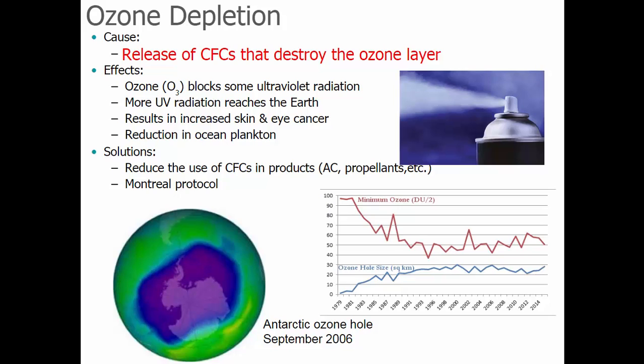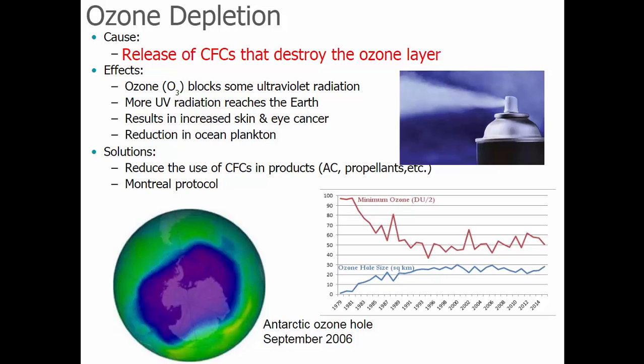If we look here, this shows from 1979 to 2014 the size of the ozone hole. The hole that formed was most pronounced over Antarctica. You can see there's this large area here. But the entire ozone layer had thinned out, allowing more ultraviolet radiation through. This graph shows the size of the ozone hole and the amount of ozone in the atmosphere.